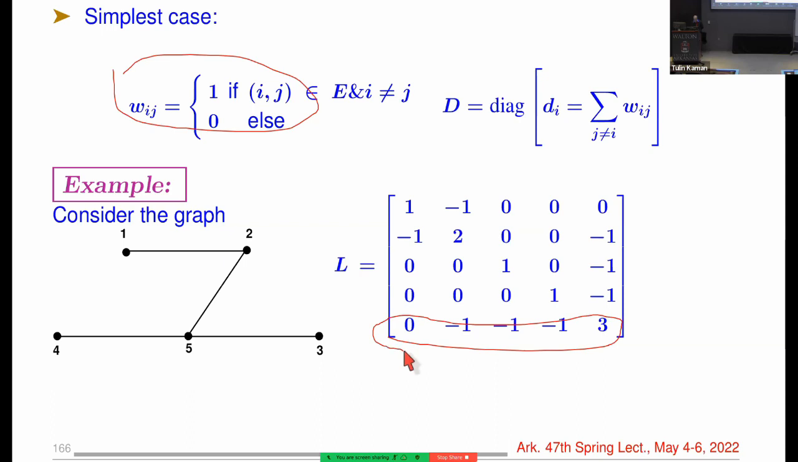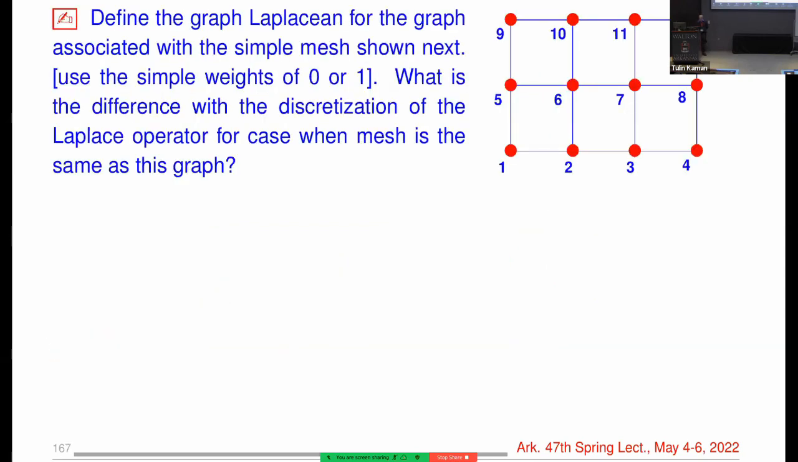All right. This one, you can see that you have a degree of 3. So the diagonal entry is 3, and then you have -1 for each entry, for each edge that goes to the nodes 2, 4, and 3. Now this is a little remark about graph Laplacians. How do you compare them with the actual Laplacians?